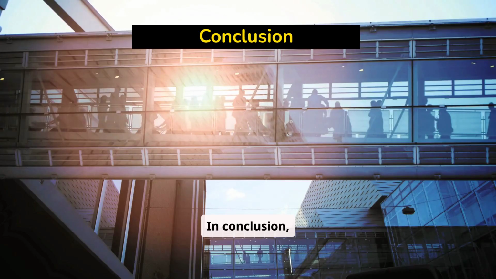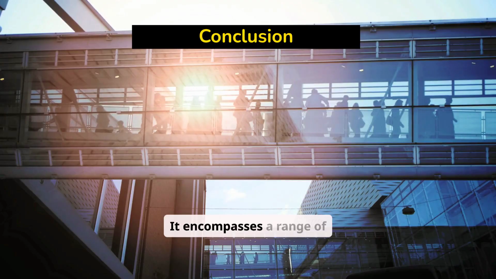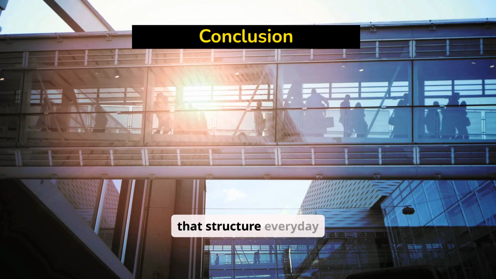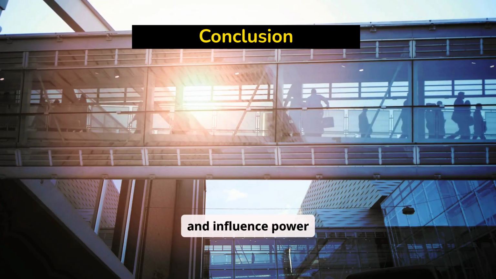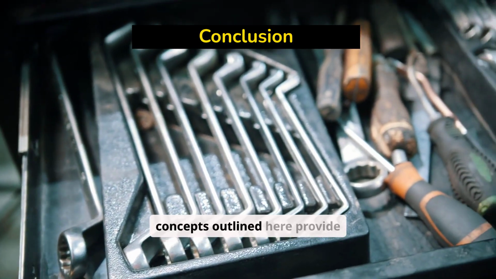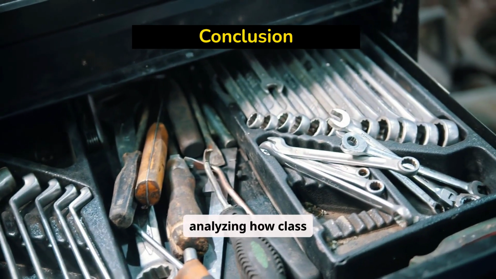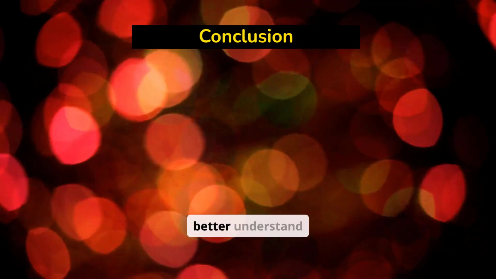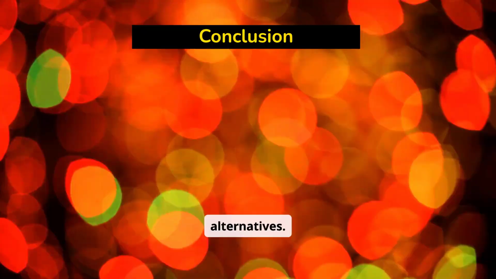In conclusion, social class is not just about money or job titles. It encompasses a range of economic, cultural, and social dynamics that structure everyday life, shape identities, and influence power relations. The concepts outlined here provide a toolkit for analyzing how class functions and why it continues to matter in contemporary society. By making these structures visible, we can better understand inequality and envision more just alternatives.